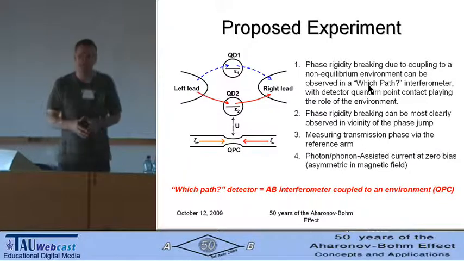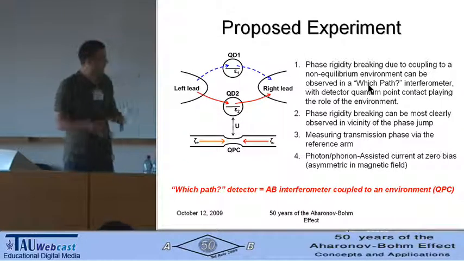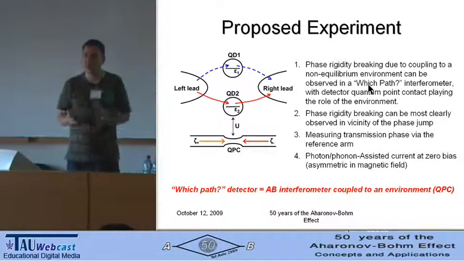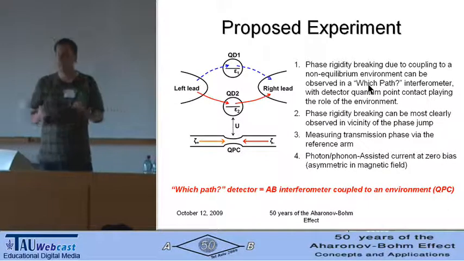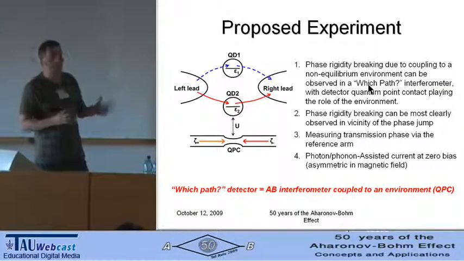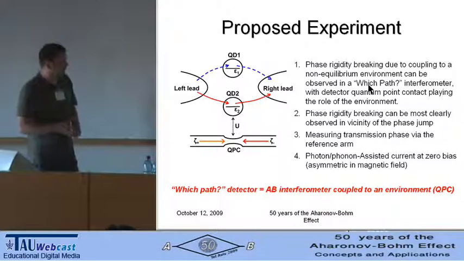So first of all, I suggest to look at this slightly different, not as a wedge path interferometer, but as an interferometer coupled to an environment. Quantum point contact is an environment, and we know that it can be easily driven out of equilibrium by applying finite bias to it, right? So this kind of system is in fact an ideal system for testing the predictions of Sanchez and Kang regarding breaking of the phase symmetry by coupling to an environment.